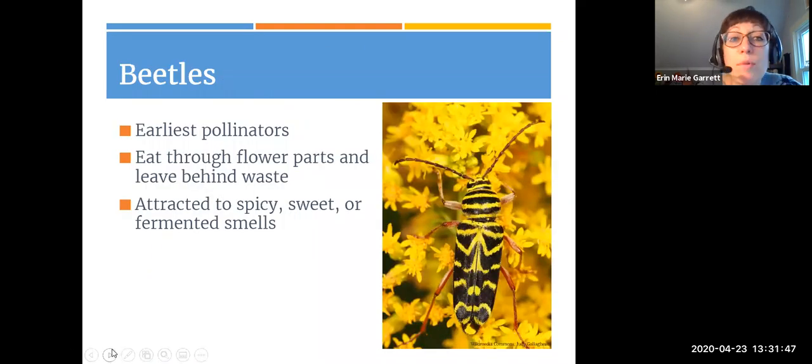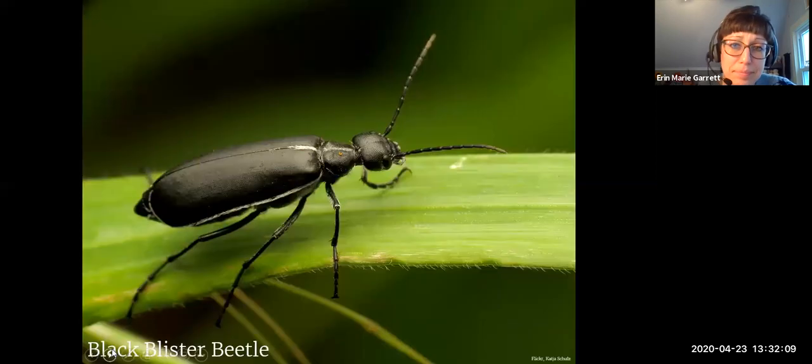Okay, moving on to the beetles. Our beetles are actually some of our earliest pollinators, and they're not the most sophisticated when it comes to pollinating. They typically are kind of messy if they visit your garden. They're going to eat through all those flower petals, leave all their waste behind, and they're often attracted to more spicy, sweet, or fermented smells.